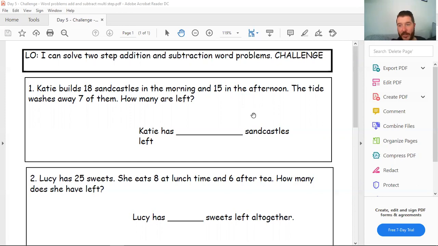How many are left? So there's two parts to this, isn't there? First of all, she built 18 and 15. So we need to add those together. Then when we've calculated how many we've got together, the tide washes away 7 of them. So that's a takeaway, isn't it? So the answer to 18 and 15, then you'll take away 7, and that will give you how many sandcastles she has left. So there's 5 of those questions to have a go at.